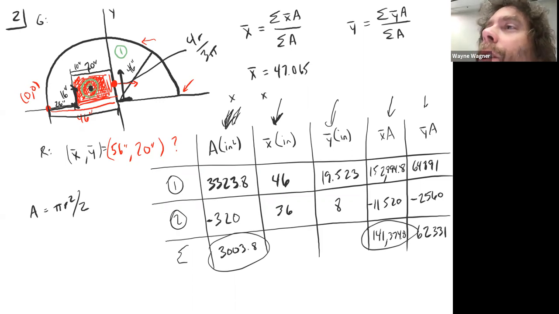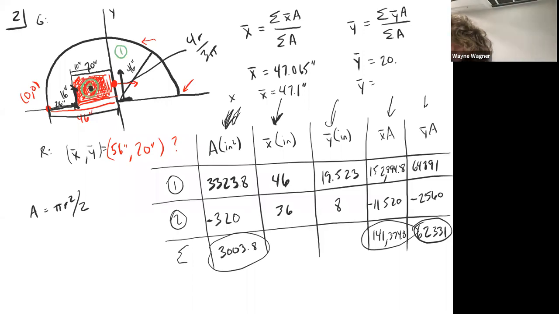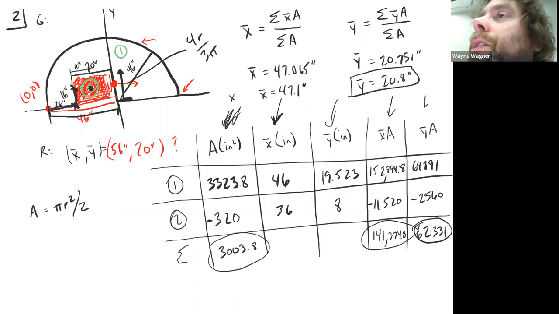Okay, so we'll say X bar equals 47.1. What are those? Inches. Okay, and Y bar. So it's going to be this number, 62,331 divided by 3003.8 equals 20.751 inches, so 20.8 inches. Okay, so that would be your answer.